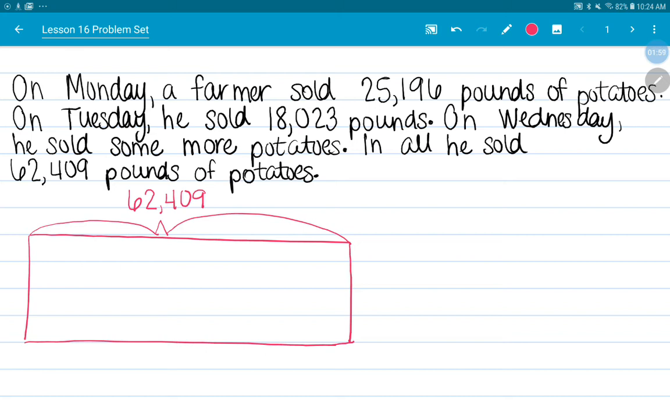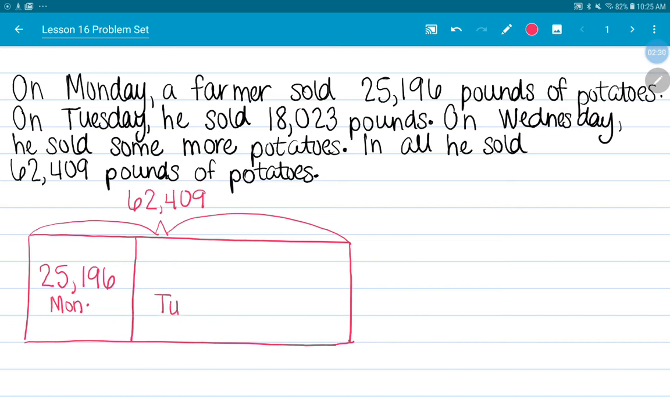How many parts are there? It's a little bit different than any of that we've done before. How many parts are there, Harper? I said 3. There's 3 parts. How do you know there's 3 parts? Because for Monday, Tuesday, and Wednesday. Yeah, Monday he sold 25,196 pounds. I'm just going to put MON for Monday.